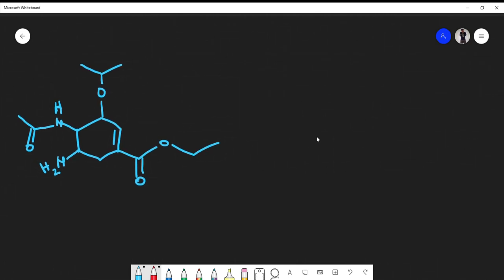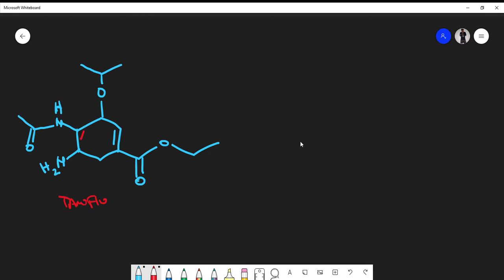How about this one? This is actually Tamiflu, the brand name, and it's used to treat the flu. You go to the doctor, you have the flu, cough and all that good stuff, and they give you some Tamiflu for the influenza. So the idea is, how many chiral centers do you see in the molecule? Pause the video and come back.